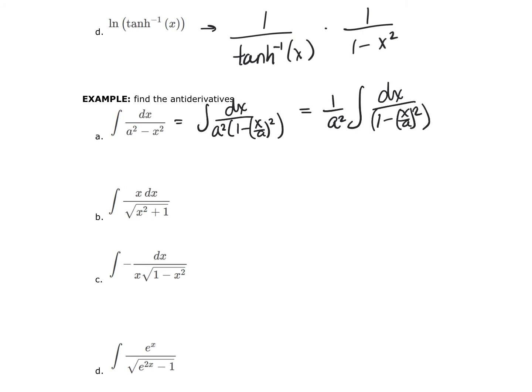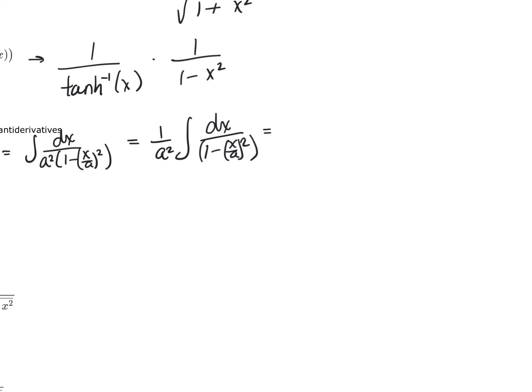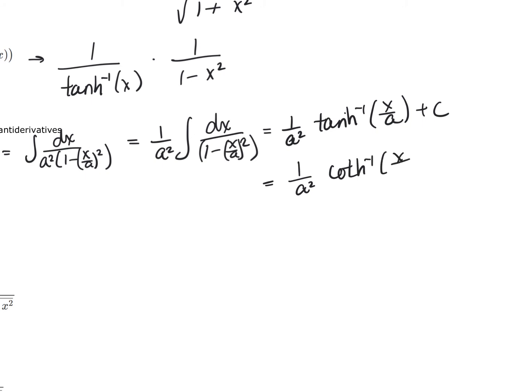This is squared. And so we know that this is the tangent inverse, and it's also the cotangent hyperbolic. So you're like, well, how do I know which one to use? So this is either the hyperbolic tangent inverse. Oh, don't forget the 1 over a squared. 1 over a squared, the hyperbolic tangent inverse of x over a plus c. Or this is 1 over a squared, the hyperbolic cotangent inverse of x over a plus c.